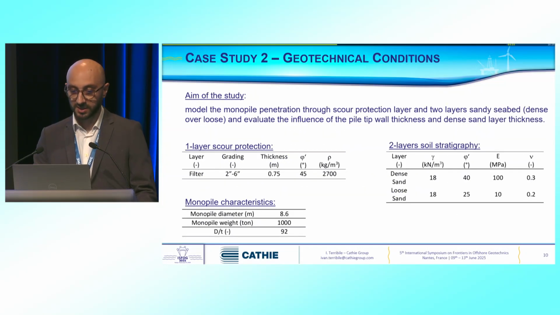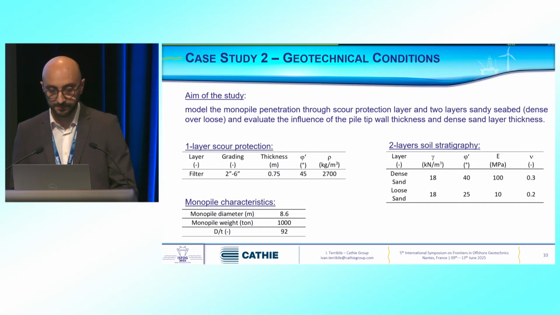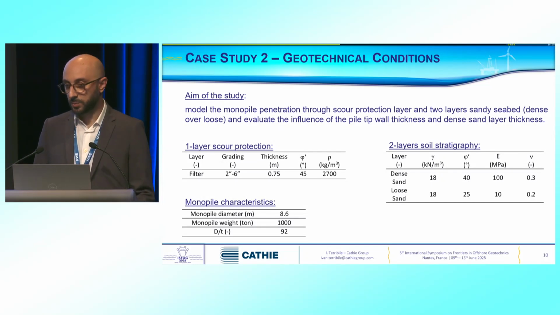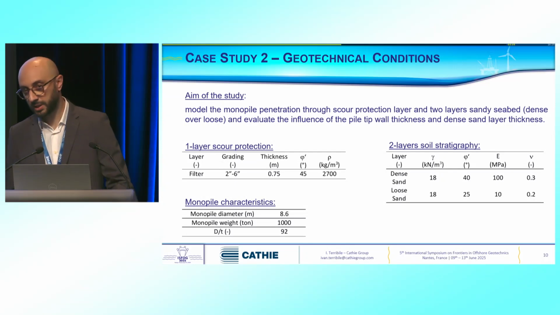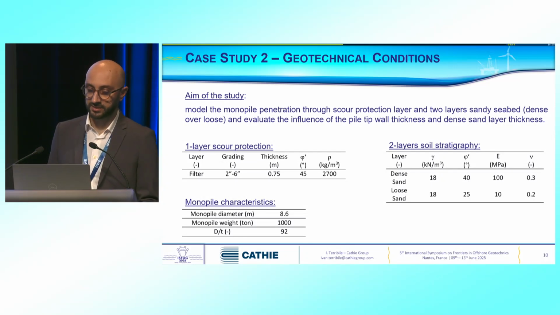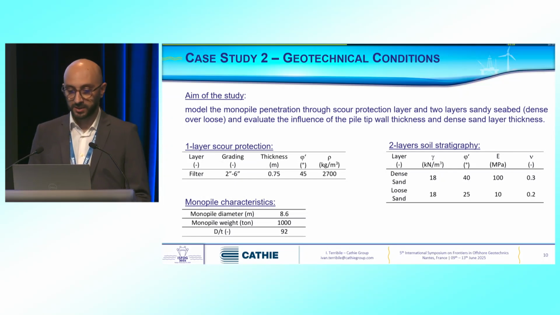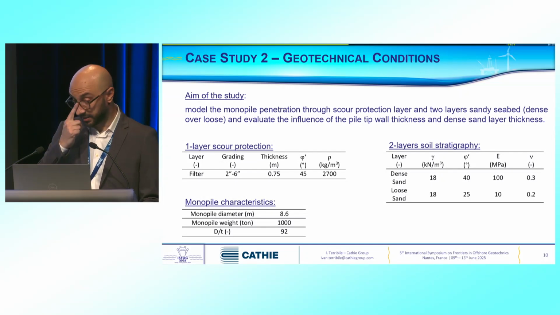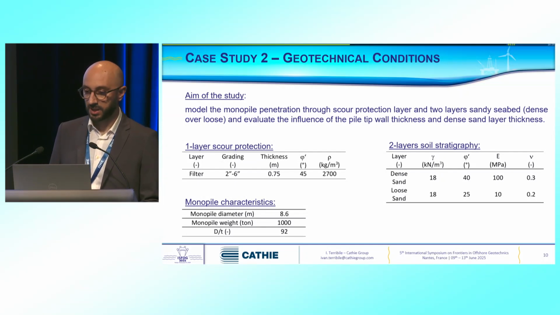The experience gained with this first study was then used to improve the modeling on a second project on a similar subject. In this case, the aim of the study was to model the monopile penetration through the scour protection layer and through the in-situ sand. In particular, the in-situ soil was characterized by two layers of sand, a dense sand over loose sand, and the scour protection was composed only of the filter layer with a thickness of 75 centimeters.